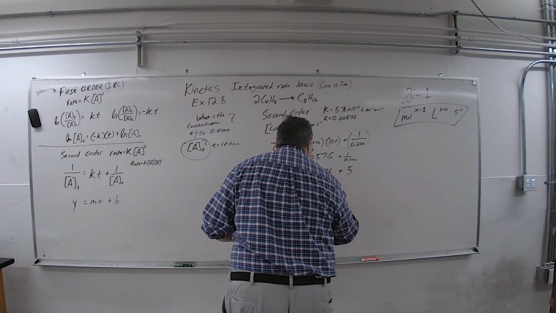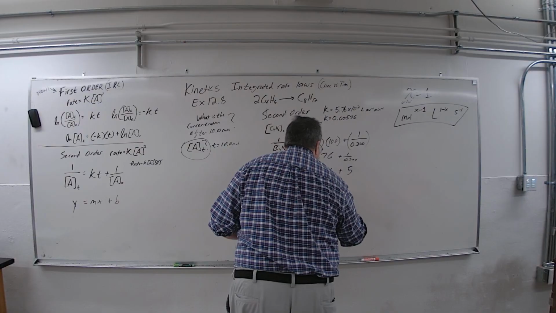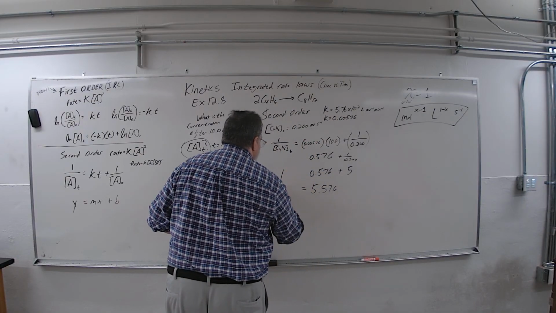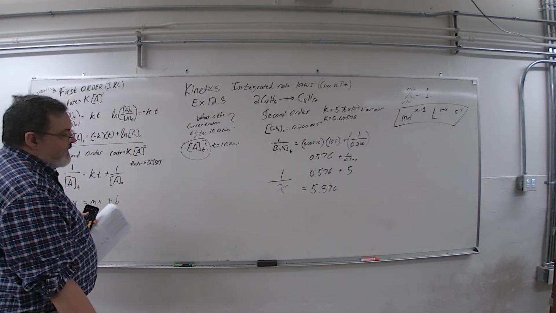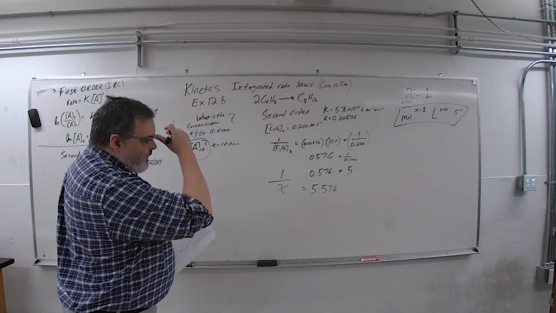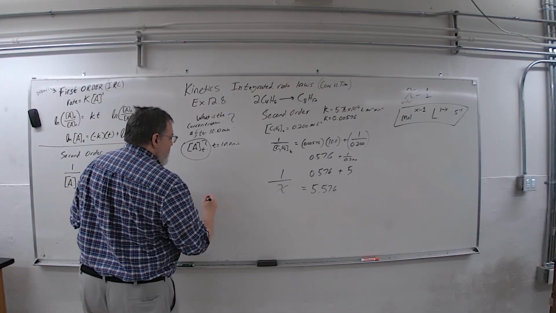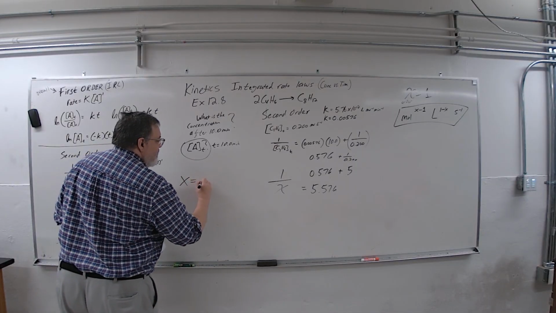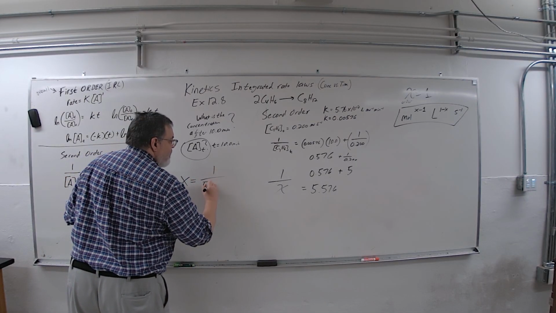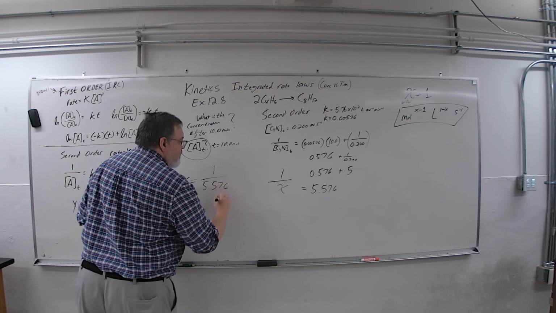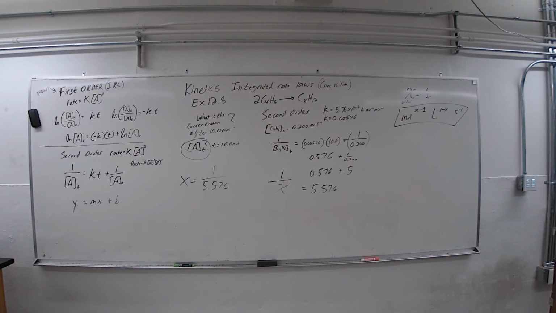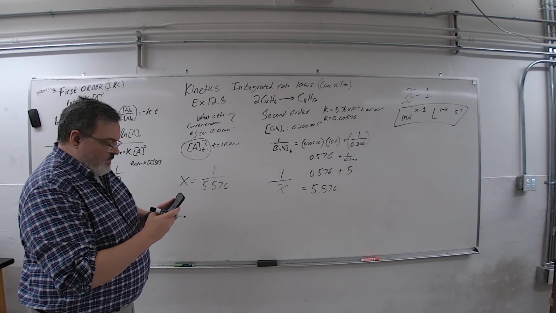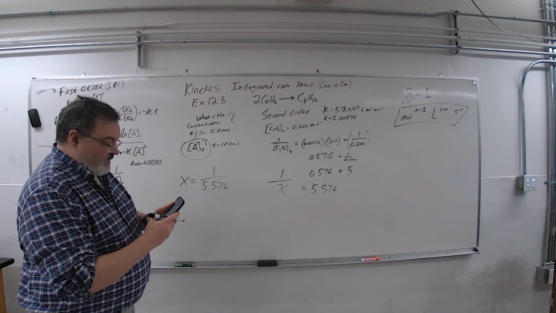So that added together is 5.576. 1 over, and let me just say x. We're solving for x. What I would do is invert both sides. So I have x equals 1 over... You guys good with that? Algebra rule, you just invert both sides, and now it's 1 divided by 5.576.